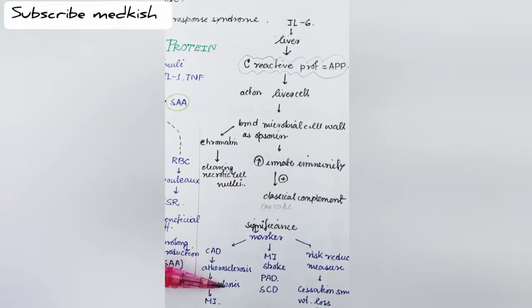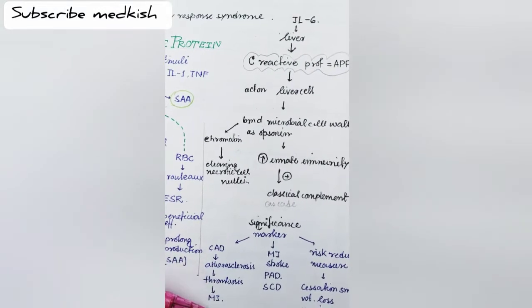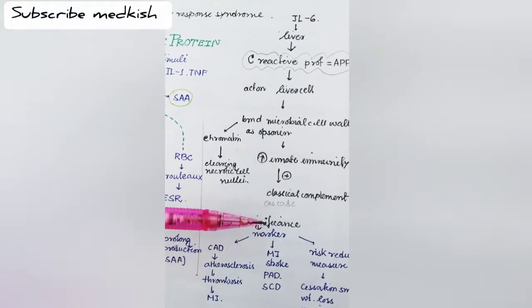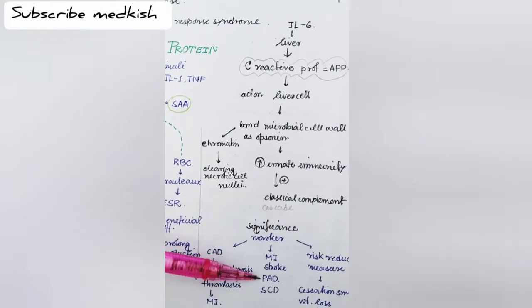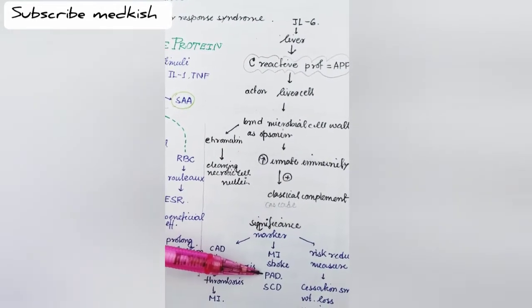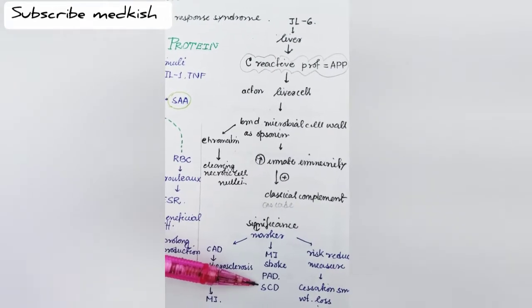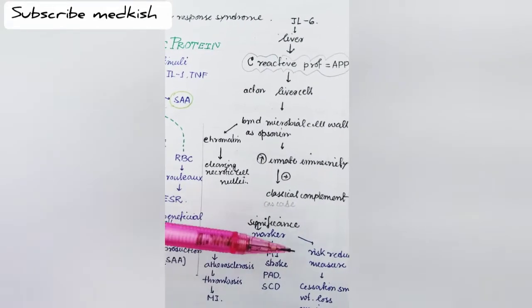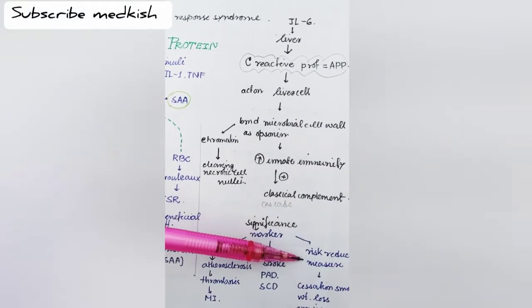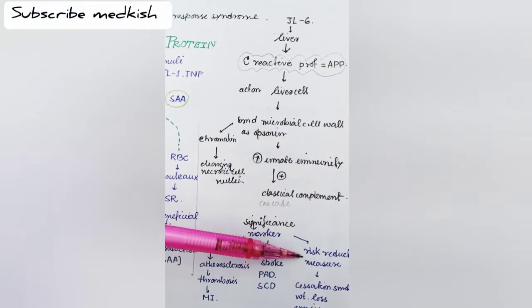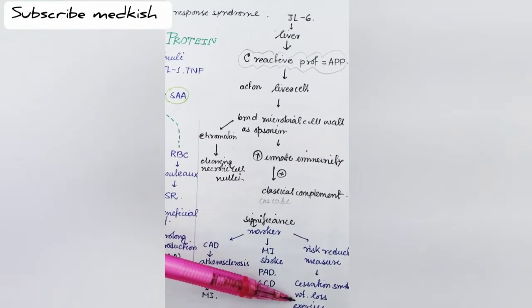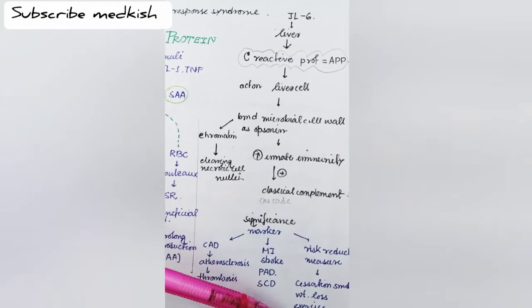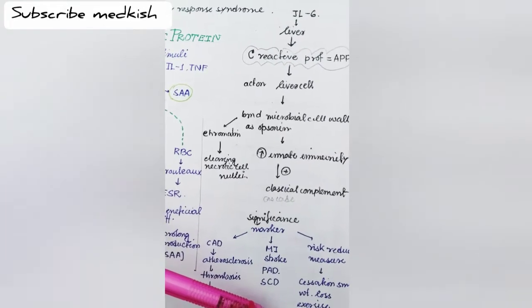CAD, coronary artery disease, which indicates atherosclerosis, thrombosis, and MI, myocardial infarction. It is also a marker for myocardial infarction, stroke, PAD, peripheral artery disease, and SCD, sudden cardiac death. The risk reduction measures that decrease the CRP are cessation of smoking, weight loss, exercise, or statins.